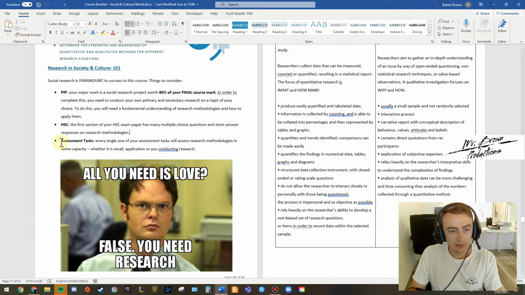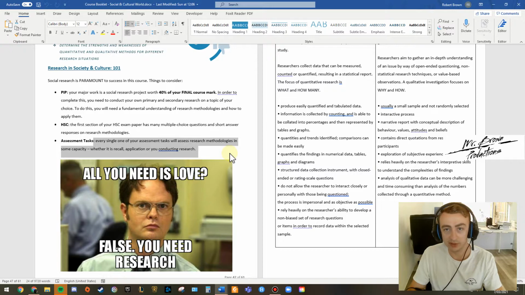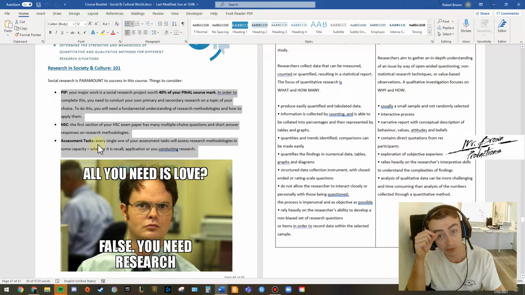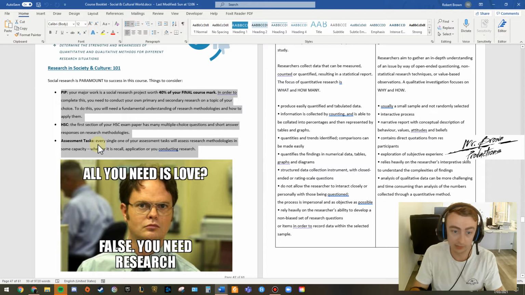And then lastly, obviously, is your assessment tasks. Every single one of your assessment tasks this year is going to assess research methodologies in some capacity. So it's really important for our course marks this year that we understand it as well. Those are the 3 main pillars, and some of your assessment tasks in Year 12, like your trial HSC, will have it as well.